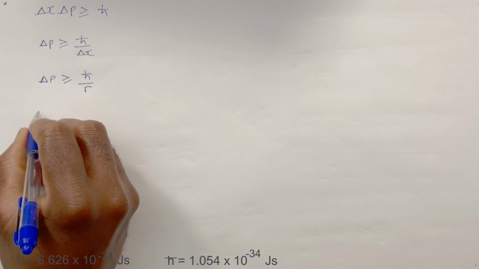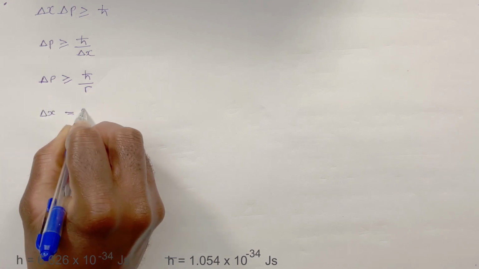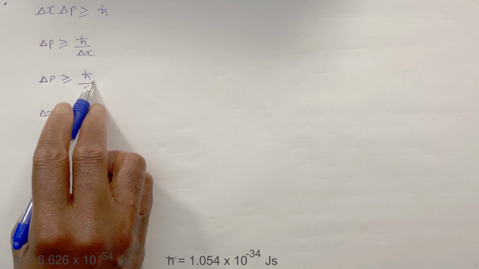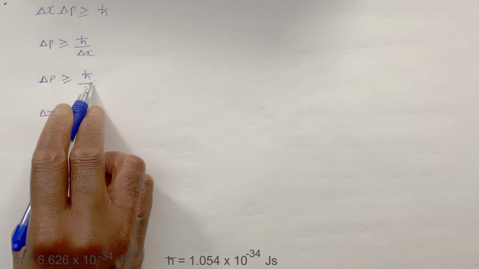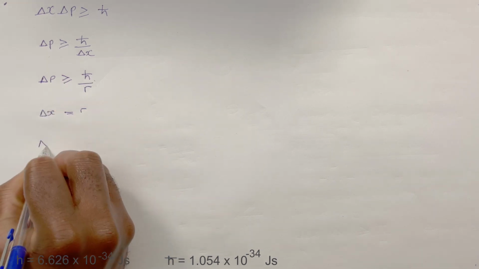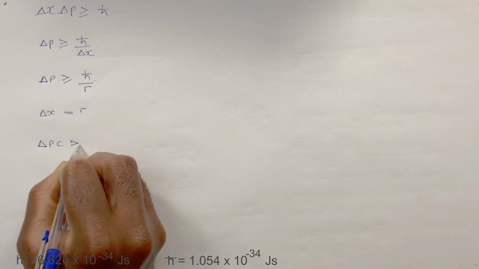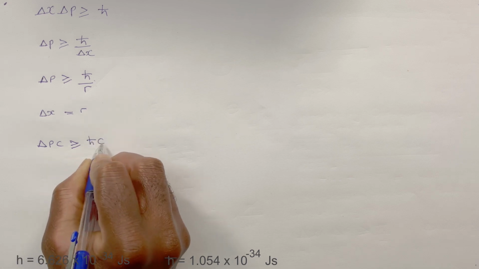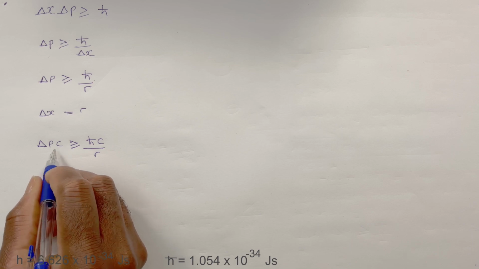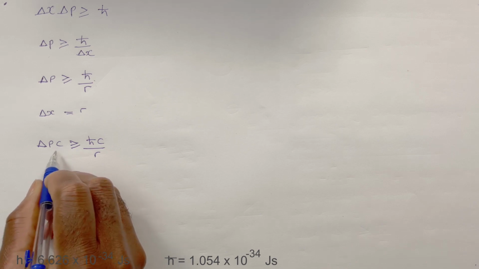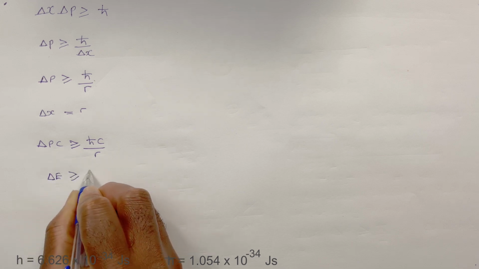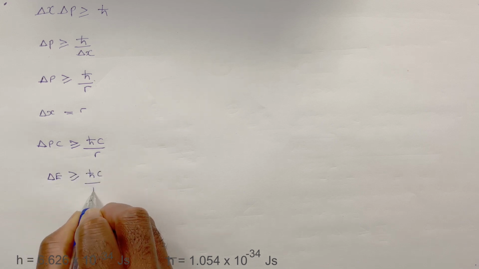We know that delta x is equal to r, and so I can convert this changing momentum to energy by multiplying both sides by c. C is the speed of light in vacuum. So delta p c is greater or equal to h bar c over r. And momentum times speed is energy. If you check the unit, you have the same unit as energy. So therefore, delta E is greater or equal to h bar c over r.